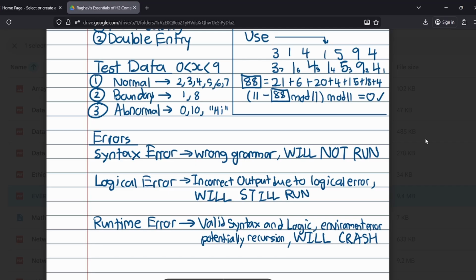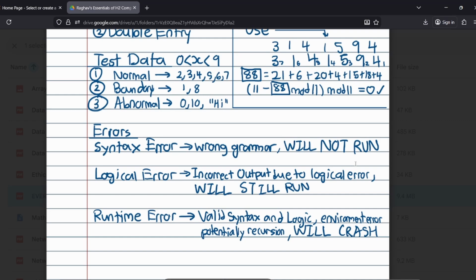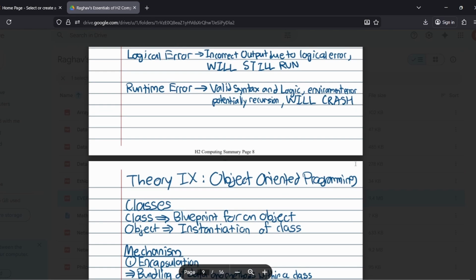Maybe it's recursion, for example, and it will crash. So it will not run, and will crash. That's the difference you need to keep in mind.